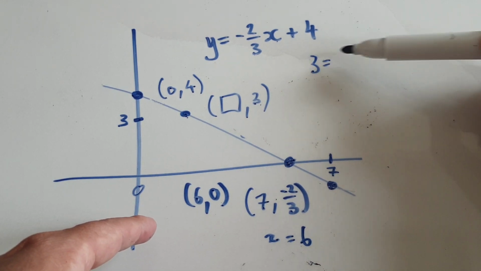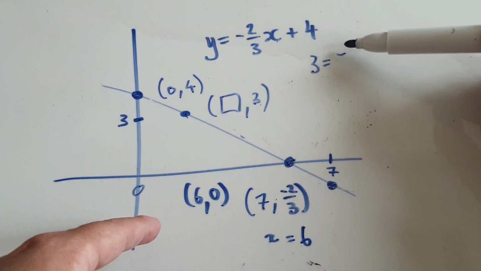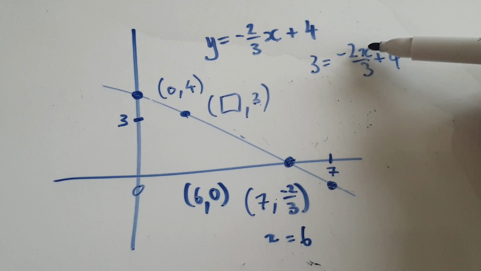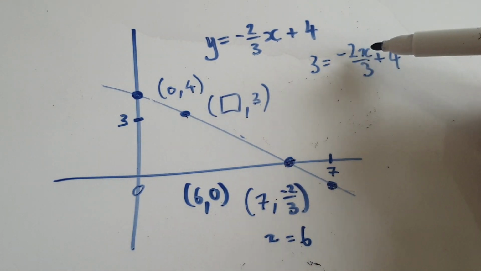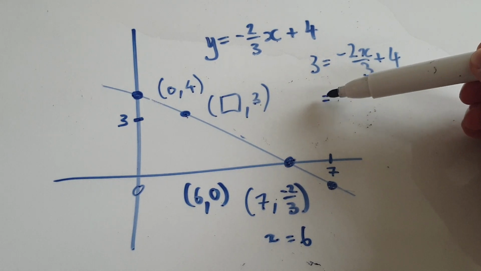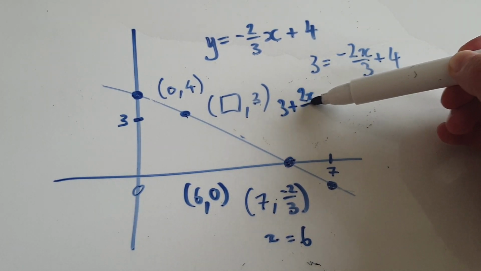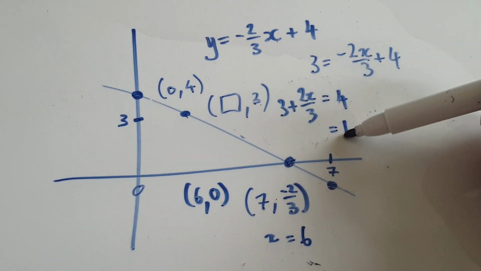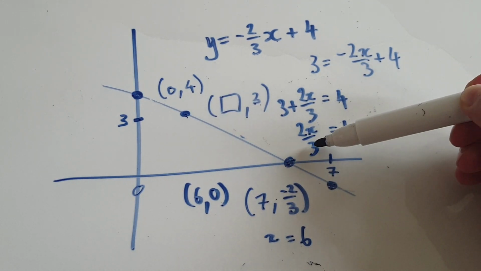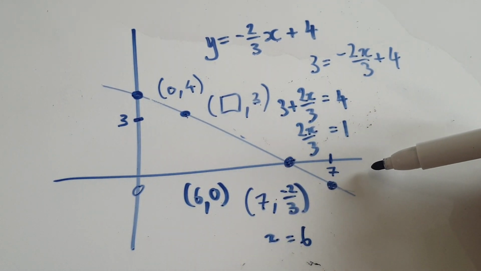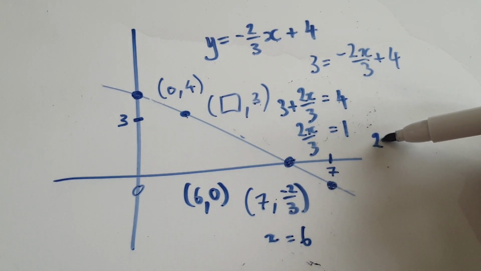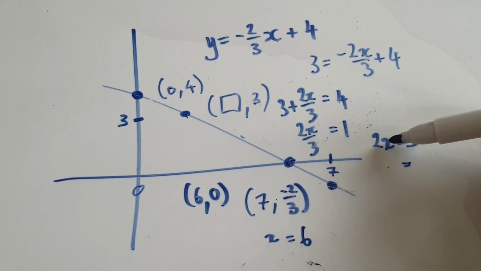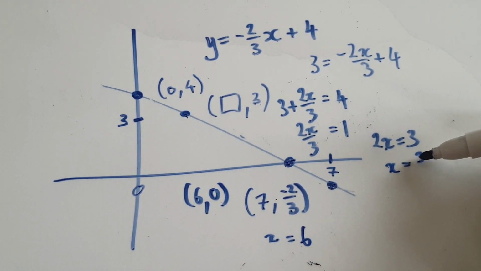That will then become 3 equals negative, I'm going to multiply the x to the top, 2x over 3 plus 4. Our job is to get x on its own. So let's add this block to both sides. So that will be 3 plus 2x over 3 equals 4. Now get rid of the 3. Take away 3 from both sides. That will then give us this. Now times both sides by 3. That will then give us 2x equals 3. And then get x on its own. Divide both sides by 2. So x equals 3 over 2.